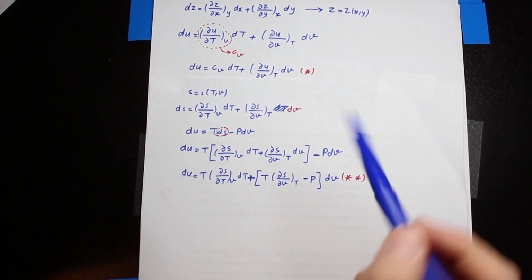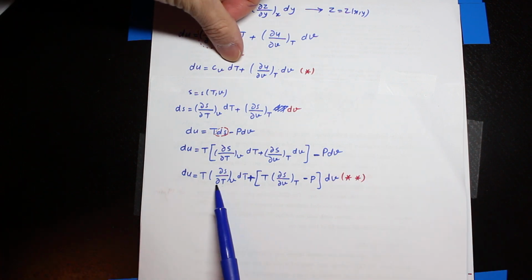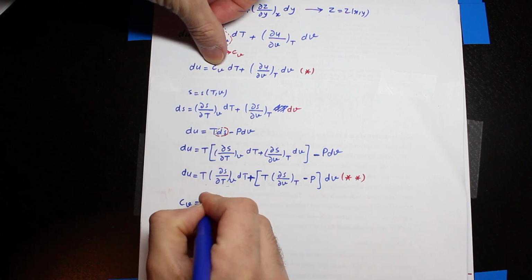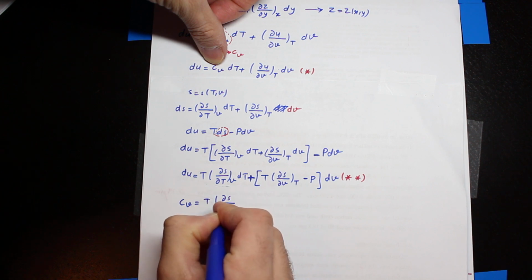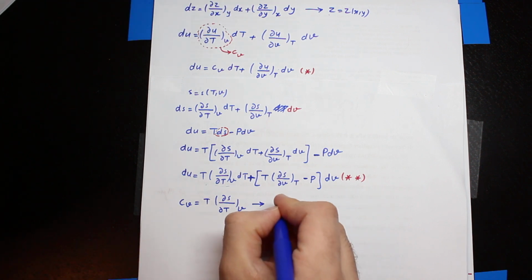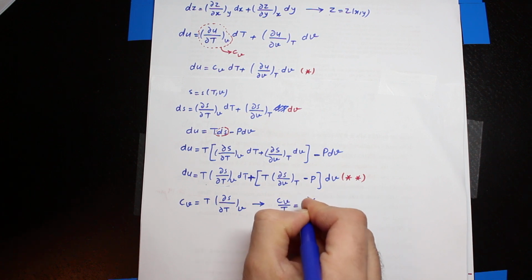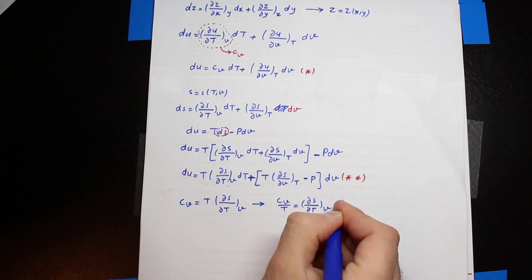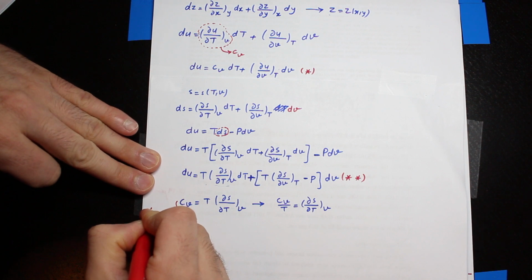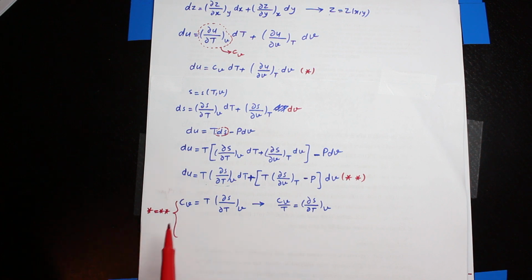So by equating this equation with this equation, the coefficient of dT should be the same, so this should be equal to Cv. So Cv is equal to T partial S partial T when V is constant, which means I can conclude that Cv over T is equal to partial S partial T when volume is constant. Let me make it clear that I'm equating 1 star with 2 star here. So this is one of the conclusions.